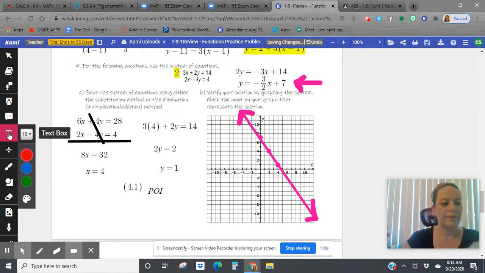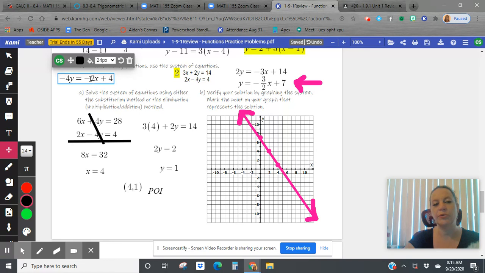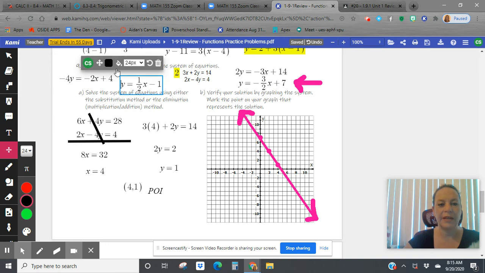Let's go do the second one. I'm going to subtract the 2x's from both sides. I'm going to get negative 2x plus 4. And I divide by negative 4y to both sides. Remember that negative divided by negative is going to give me positive 2/4, which I can reduce down to a positive 1/2, leaving me positive 1/2 x minus 1 when I divide everything by negative 4.